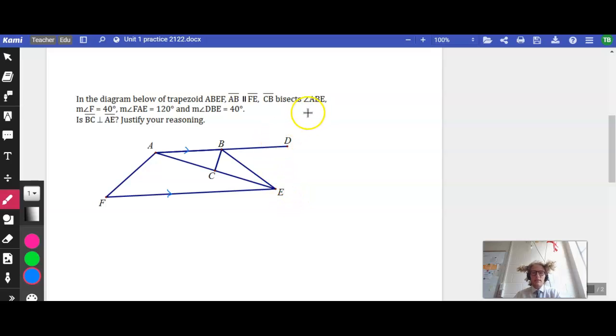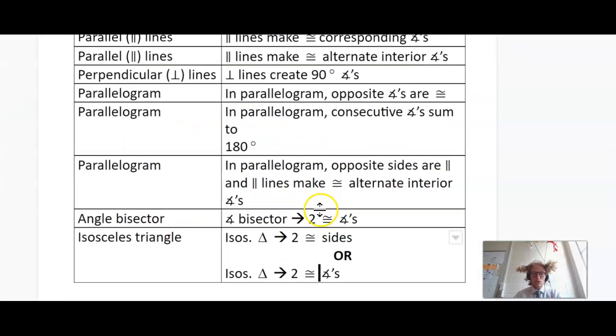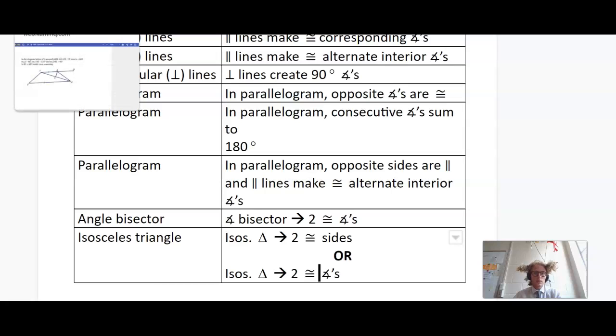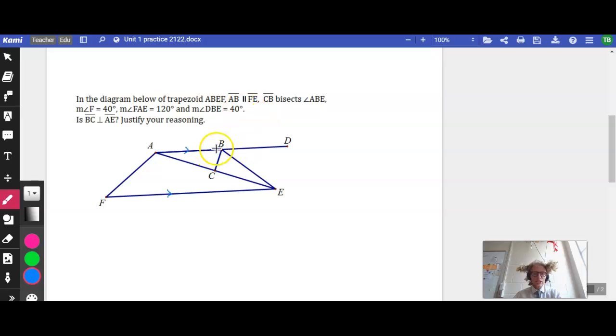So when we have an angle bisector, it creates two congruent angles. If you look at your justifications sheet, angle bisector creates two congruent angles. Right there. Okay? So that's another thing that you could be thinking about. You can also mark that on your diagram. Those two angles are congruent. We don't know what they are yet, but I'm sure we will at some point.